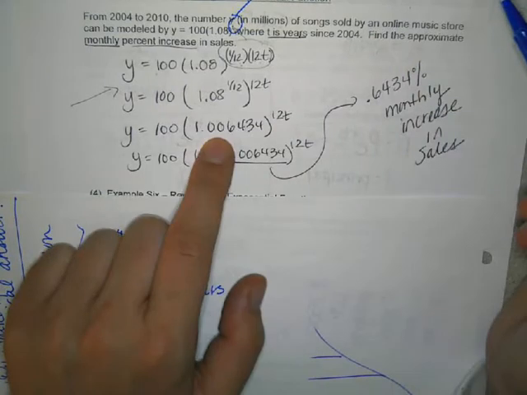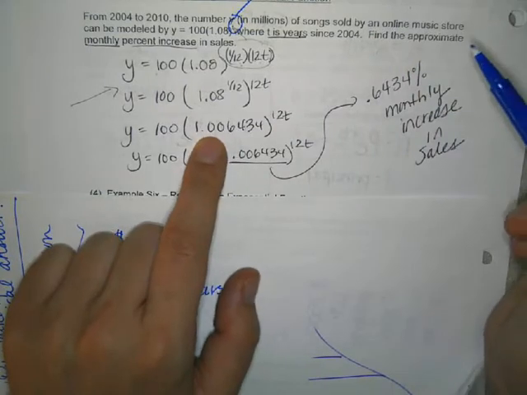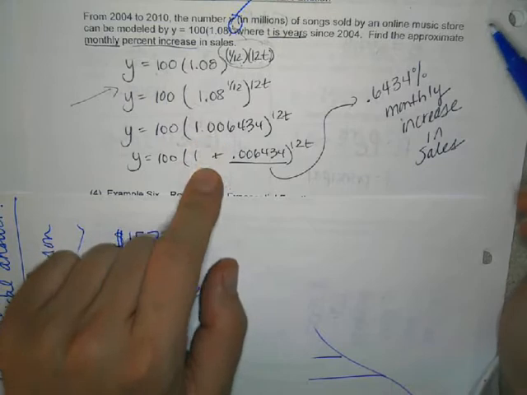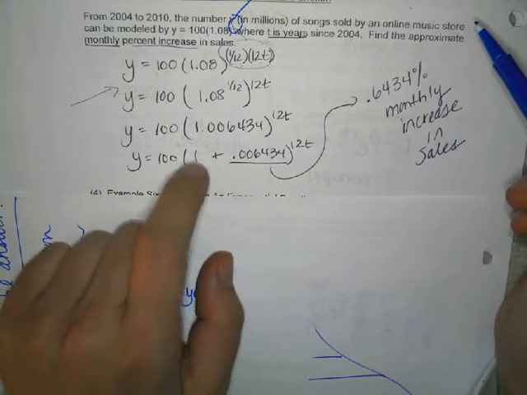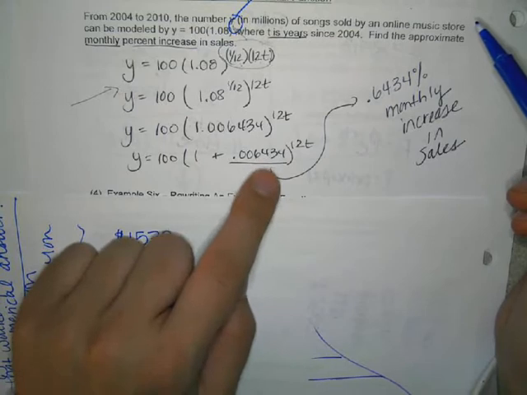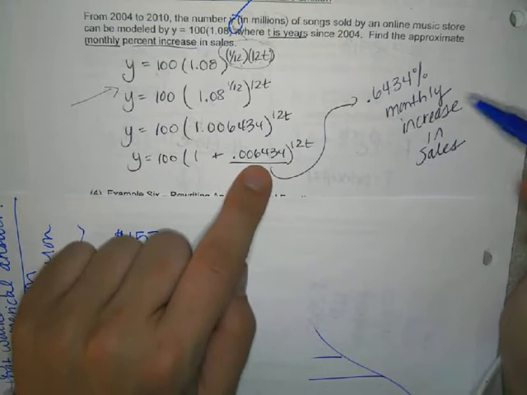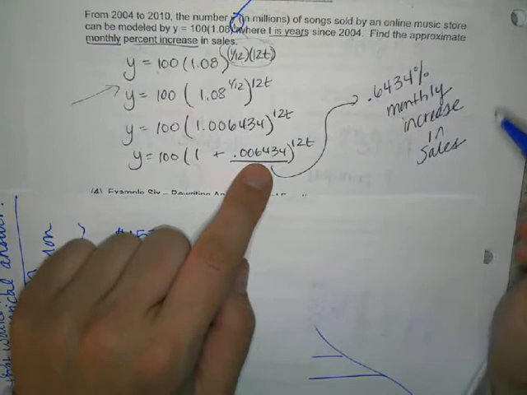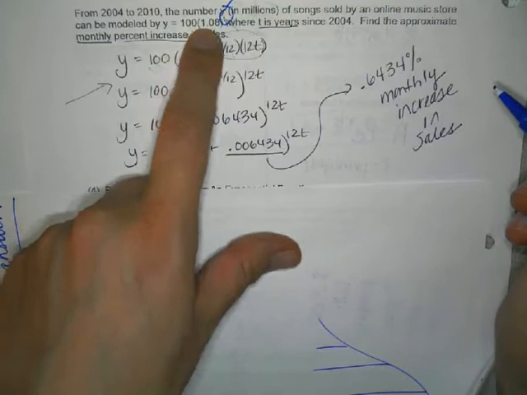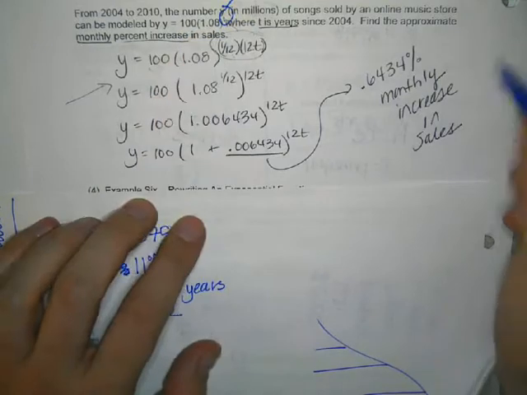Now, in rewriting it, basically you're going to be adding or subtracting 1. In this case, we would have had to add that decimal to 1 to get your 1 plus r. So, in terms of monthly increase, you're increasing at a percentage rate of 0.64% every month, instead of every year increasing 8%. That's how much you're increasing every month.